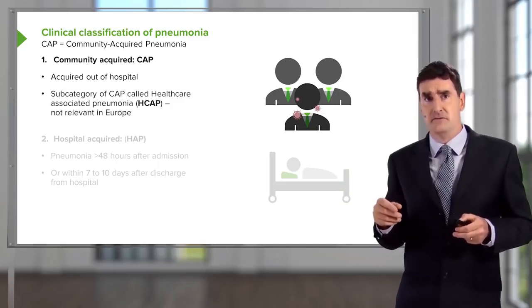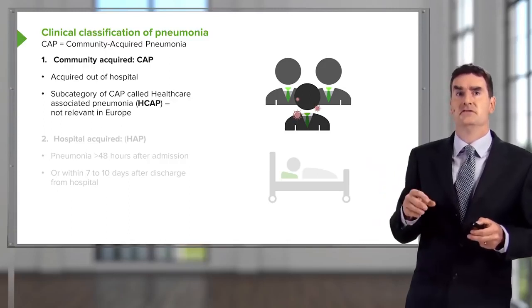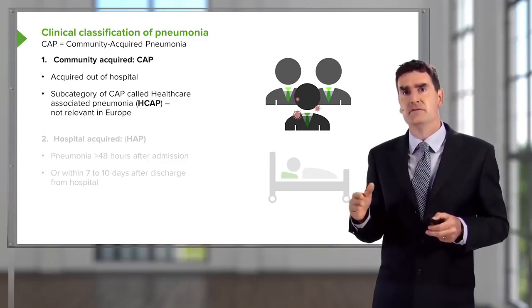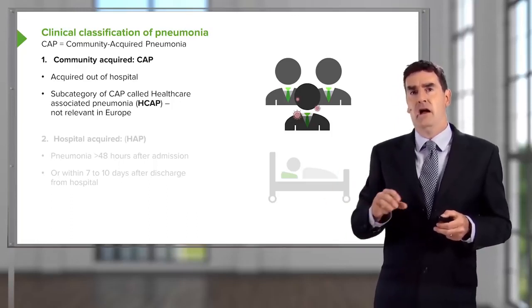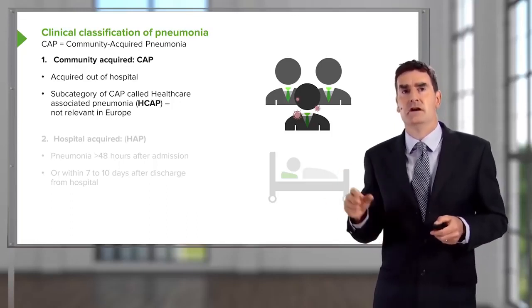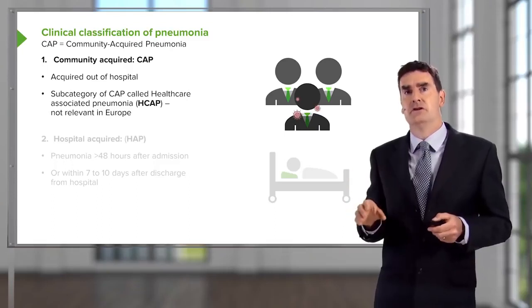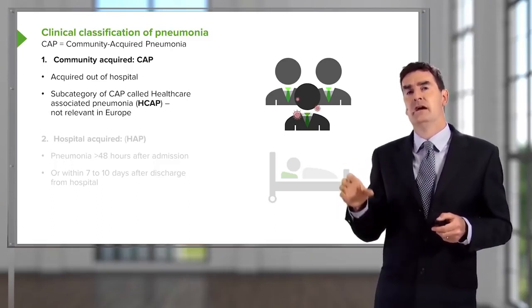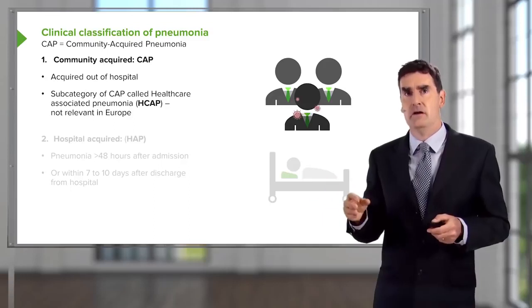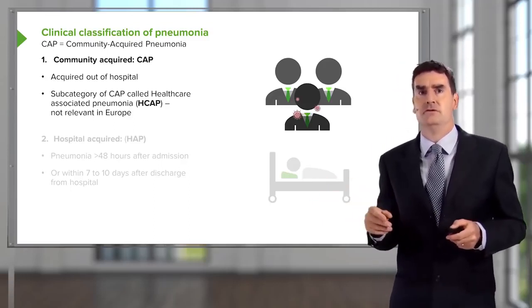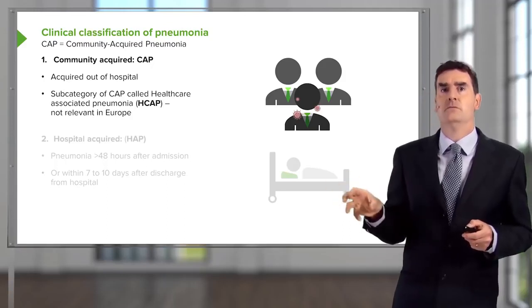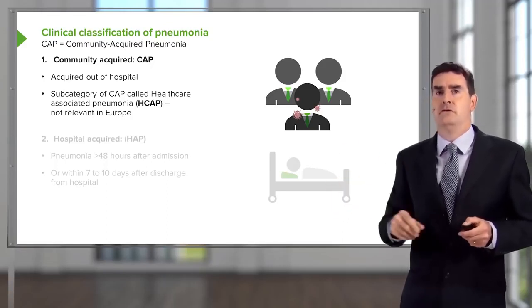There's a subcategory of community-acquired pneumonia called healthcare-associated pneumonia, which has been defined recently in America, but probably is not relevant in Europe. And I'm not going to discuss that in any more detail today. That is a pneumonia that occurs in people who are in long-term care facilities, nursing homes, etc. But in fact, in Europe, it's probably not that much different to normal community-acquired pneumonia. And therefore, we group it with community-acquired pneumonia.